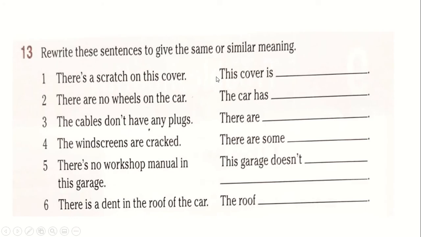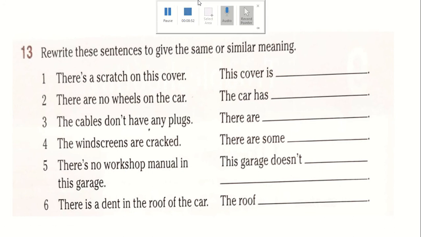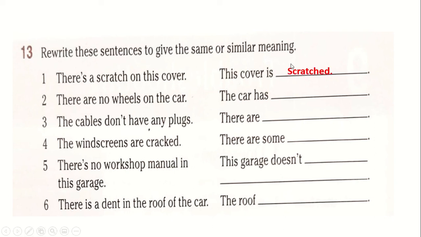Now let's go to page 67. We're going to use some of the sentences we learned in the previous exercise, and we're going to use some other ways to write sentences with the same meaning. Here we have number 1. There is a scratch on this cover, so this cover is, we need a past participle here, scratched.